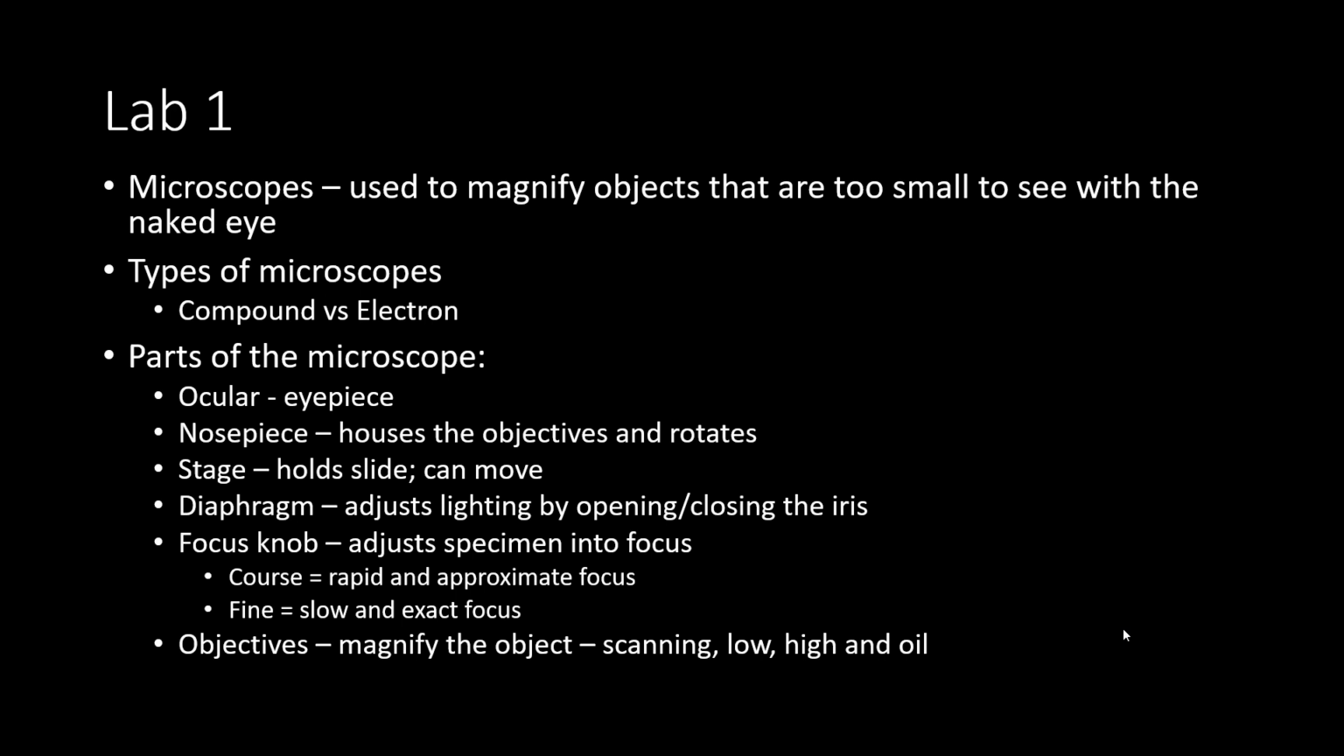There are 2 focus knobs that are going to adjust the specimen into focus for you. The larger one is called the coarse focus knob. It gives you a rapid and approximate focus, whereas the fine focus knob is a lot slower, but it's more exact in its focusing. The objectives are the magnifiers. They're going to make it where you can see the object better. These are going to be scanning, which is the lowest magnification, followed by low, high, and then oil being the highest magnification.